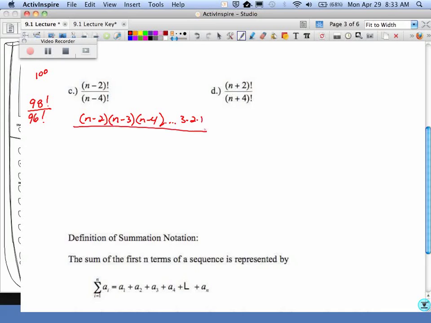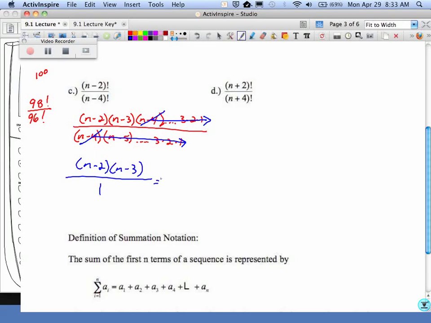So where do they start behaving the same? At n minus 4. So cross this off and everything that way. Cross this off, everything that way. And you're left with n minus 2, n minus 3, all over 1. So really the answer is just n squared minus 5n plus 6. I just multiplied, FOIL the top. Just FOIL it.